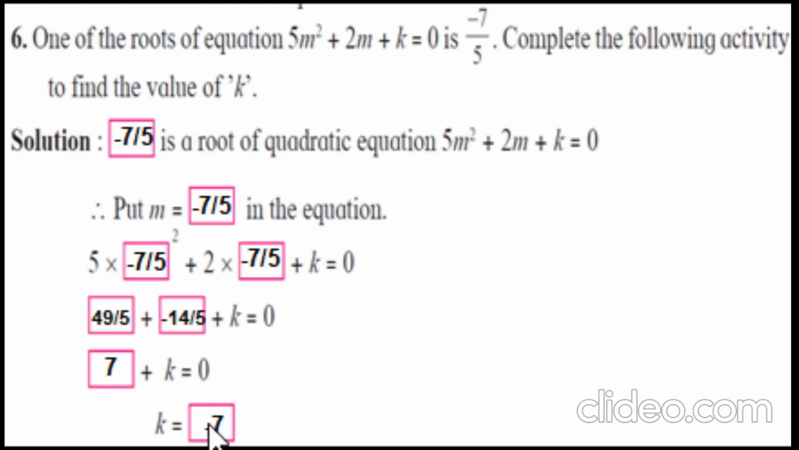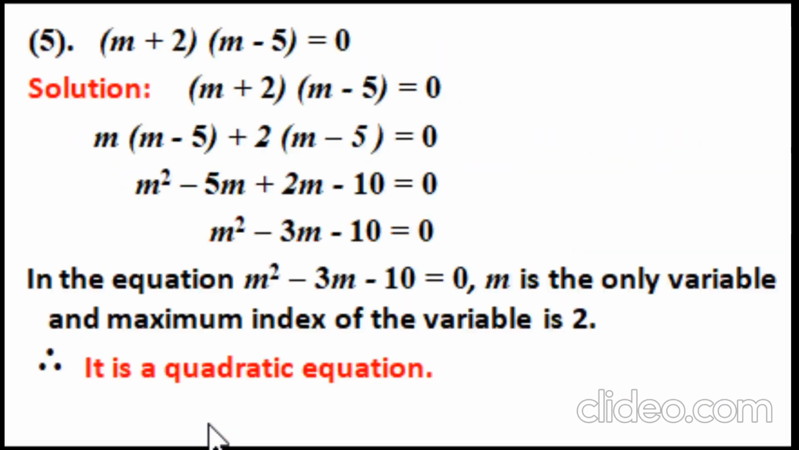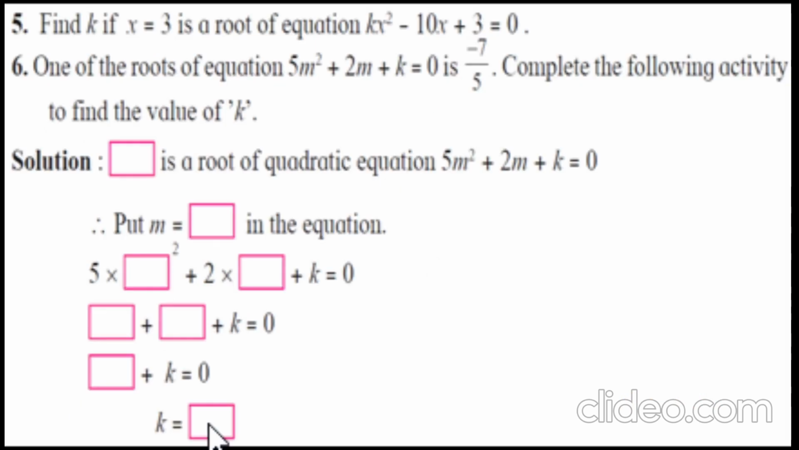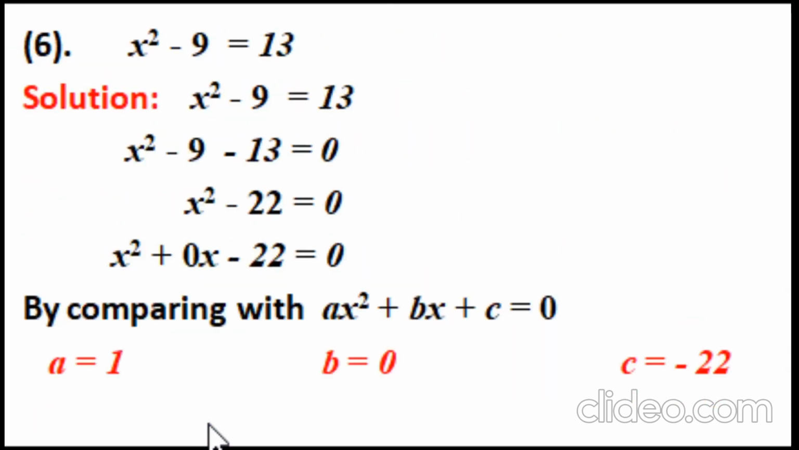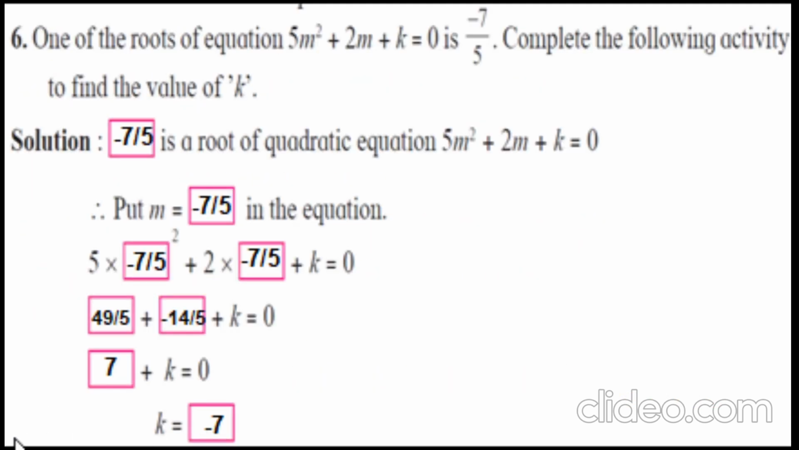Then question number 6, we have to complete this activity. We have taken this activity from your book; this is the snapshot of your activity, question number 6, and we are filling this in. We are solving this. One of the roots of the equation 5m square plus 2m plus k is equal to 0 is minus 7 upon 5. Complete the following activity to find the value of k.